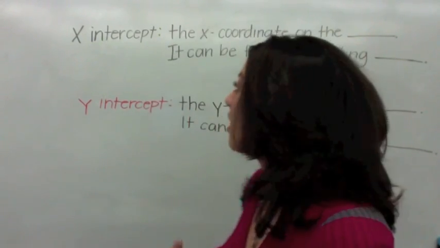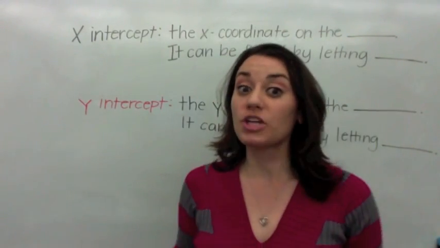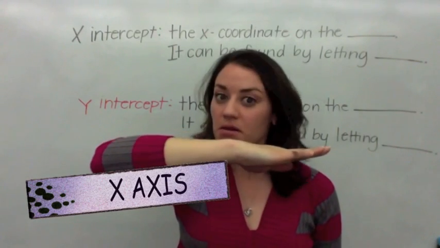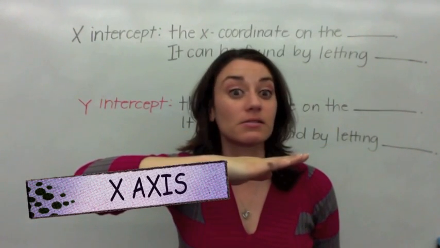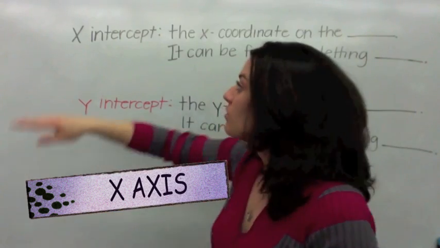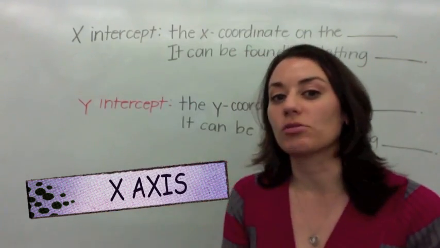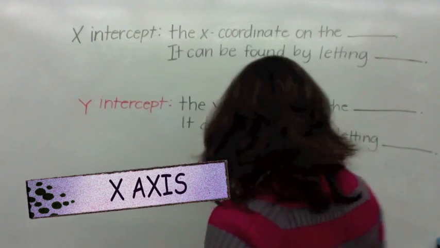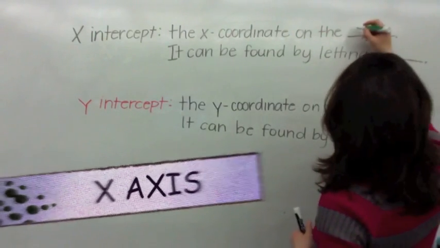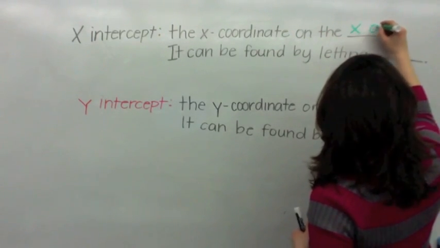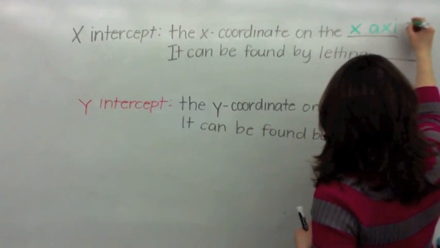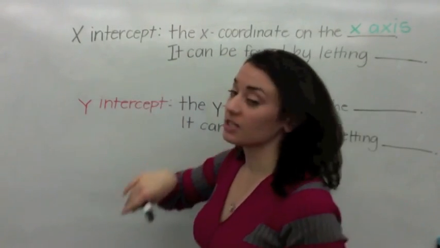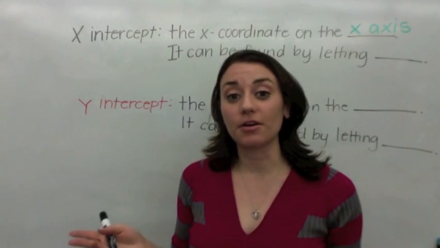Now, when you talk about the X intercept, which axis do you think that's on? Which one? Who said the x-axis? Very good. So the X intercept is actually the coordinate that is on the x-axis. Okay? So in order to find the x-intercept, you have to do something to the linear equation.